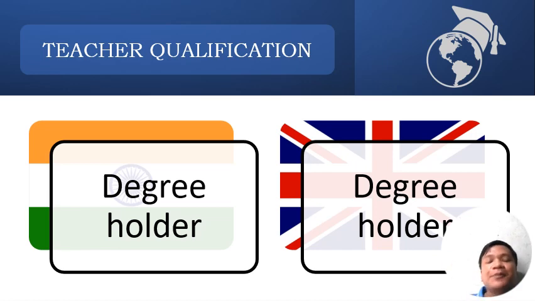So let's broaden the comparison between the two countries in terms of academic and education system. So for the qualification of teachers, both of them, for the teachers to be able to teach, in India, private and college have well qualified teachers. Ganun din sa England. They need to have a degree or the teachers must be a degree holder for them to teach. So this is a qualification for the teachers.